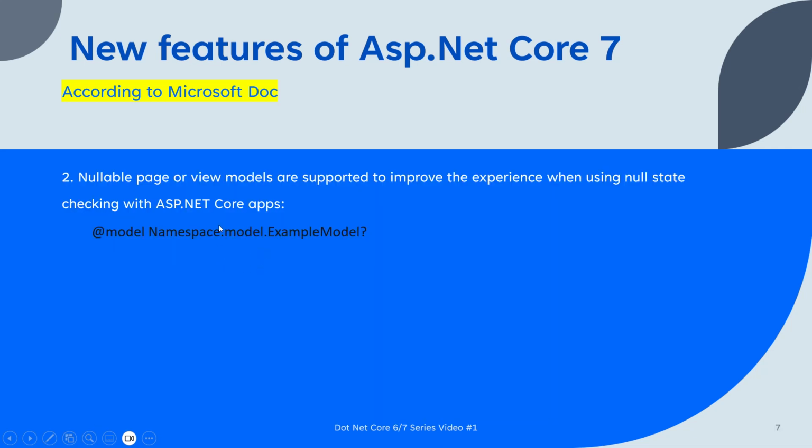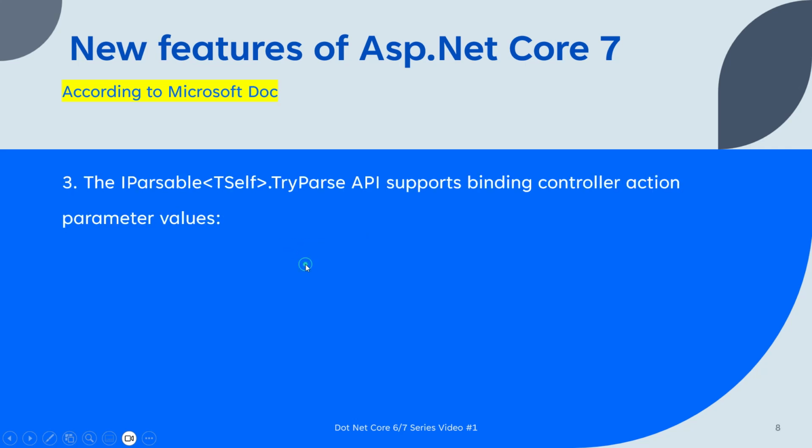The next feature that .NET has introduced is nullable page model in a view model. In our Razor view, we can reference our nullable model to our view also.